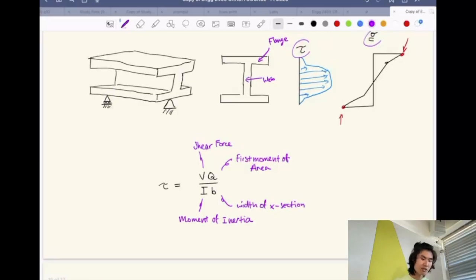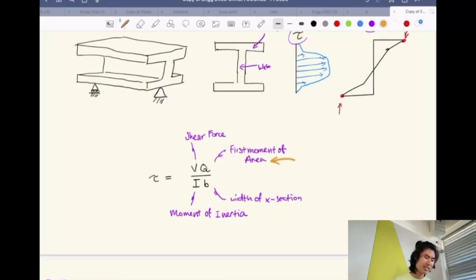This is just a general formula that you can use for shearing. This is the first time in the course that I've seen the first moment of area actually being used, which is why I said it wasn't too important. You can have a look at it. The width of the cross section and the moment of inertia have appeared again. Those are the ones that you need to practice again and again.